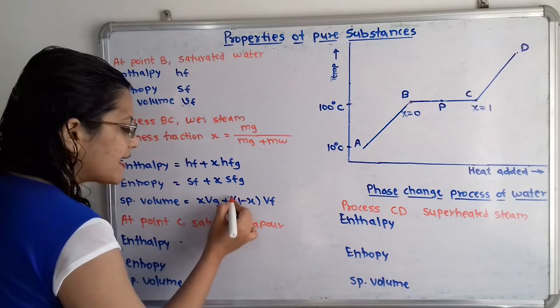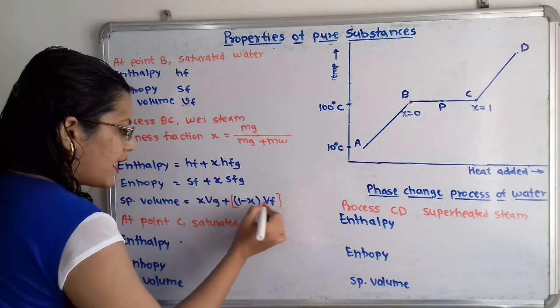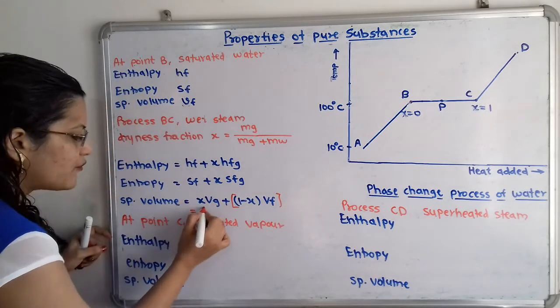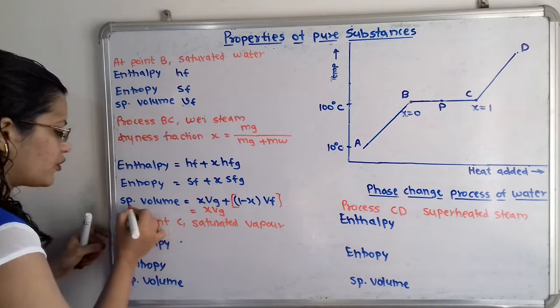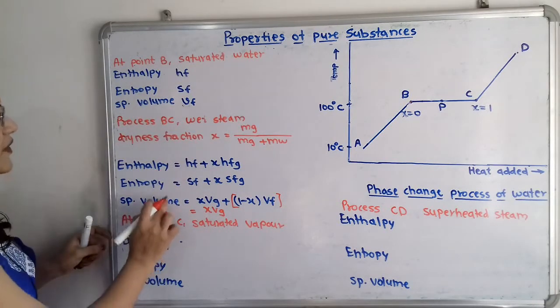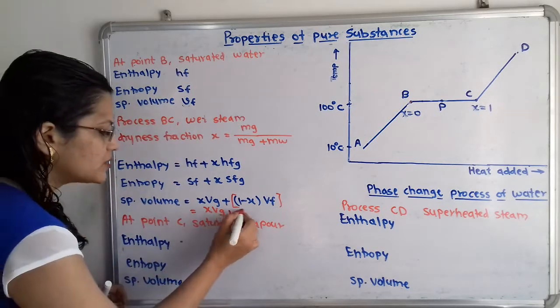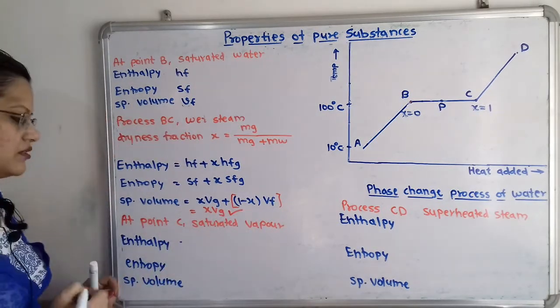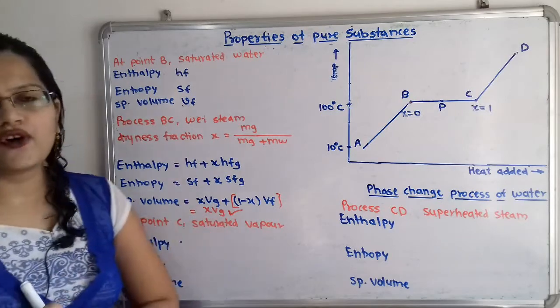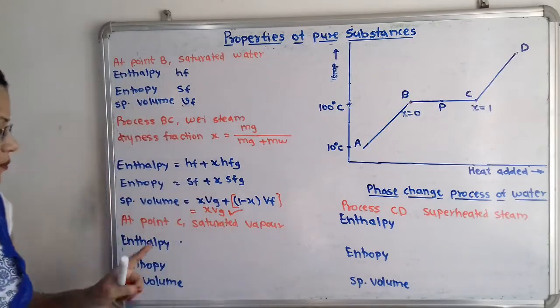So we will neglect this term. And we can use the only formula, that is xvg, for the specific volume of wet steam, that is equal to xvg. So we can use this formula for the calculation. Now we will move to the next point, that is the point C.